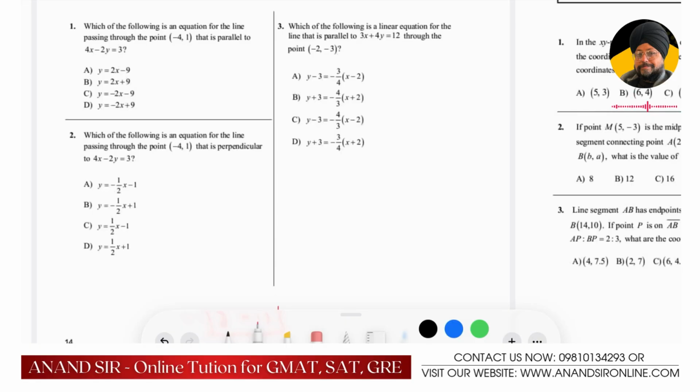Which of the following is a linear equation for the line that is parallel to this and passing through this? Parallel to this means the slope should be equal. Now, what's the slope of this line?